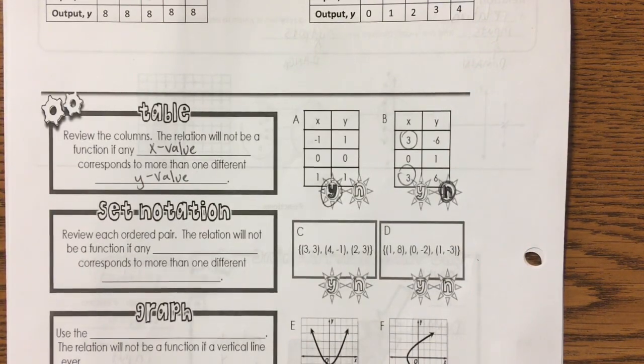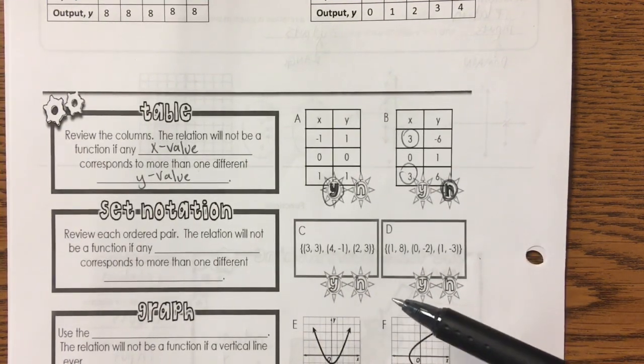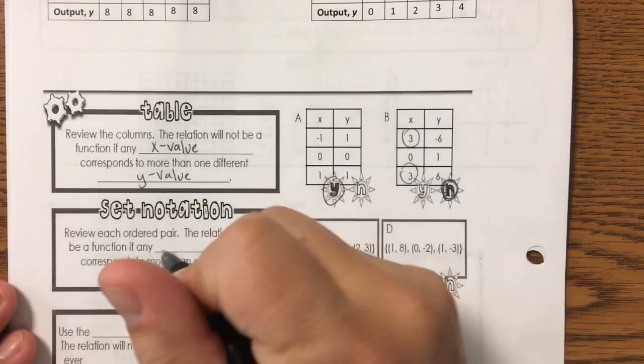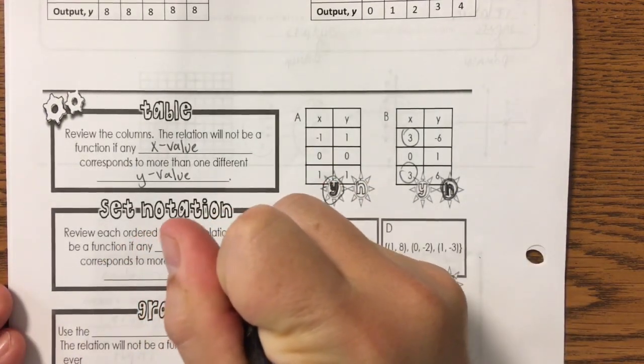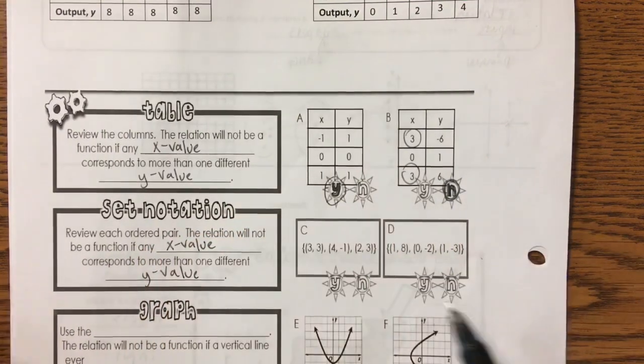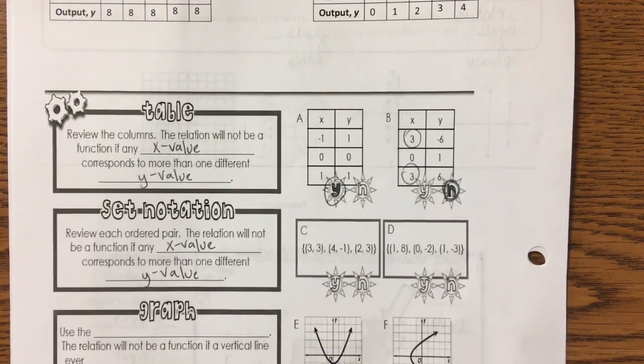You could also be given a list of coordinates, which is basically the same thing as a table, just written a little differently. This is called using set notation. So you're just using set notation to list a bunch of points, or ordered pairs. They could be called either thing. If you're given a set of ordered pairs, it will not be a function, again, if any x value corresponds to more than one different y value. So you're looking for the same thing. It's a little harder to see quickly because they're not lined up like they are in the table. But you're just looking to see, are there any repeated x values?